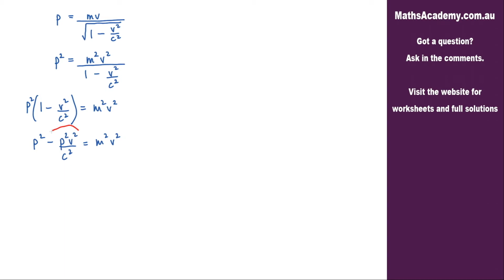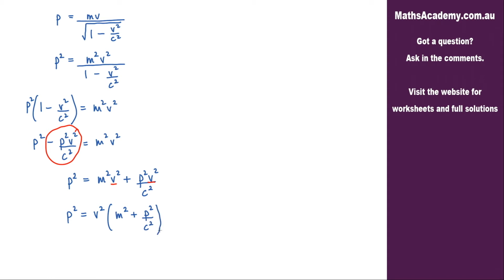I'm now going to gather all the v terms on one side. In other words, I'm going to take this term here. I'm going to eliminate that by adding to both sides. So what I'll have is that p squared is equal to m squared v squared plus p squared v squared over c squared. Now I notice I've got a factor of v squared in both these terms here. So let's factor out the v squared. So we've got p squared is equal to v squared, bracket m squared plus p squared over c squared.